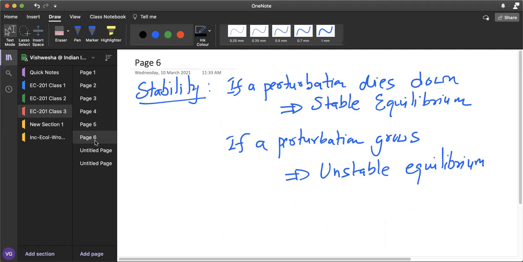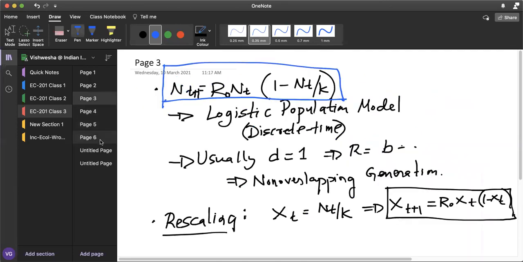So I hope the concepts of perturbations are clear now. Okay. So now how do we know whether an equilibrium is stable or unstable?